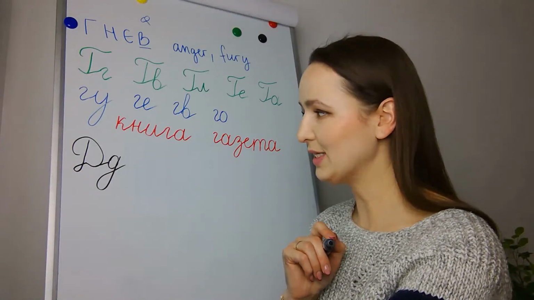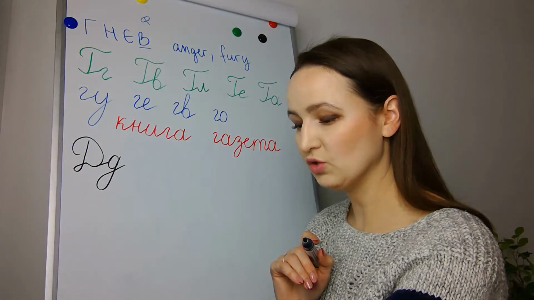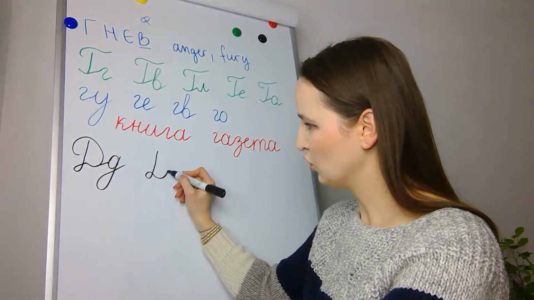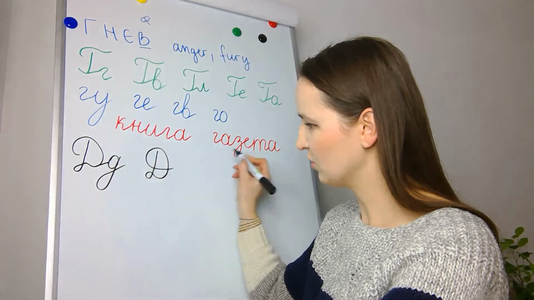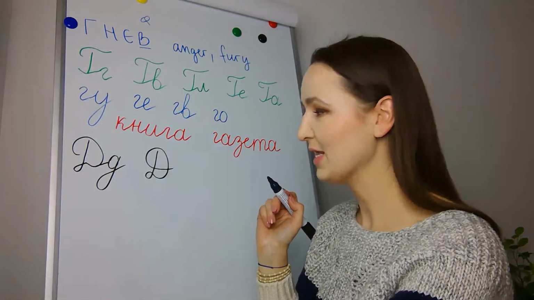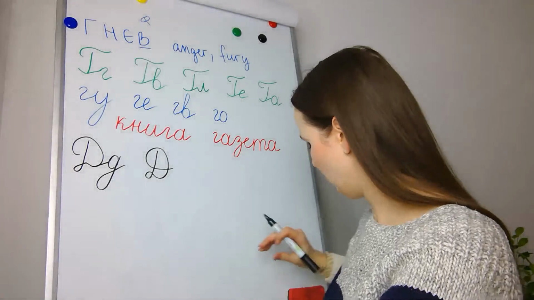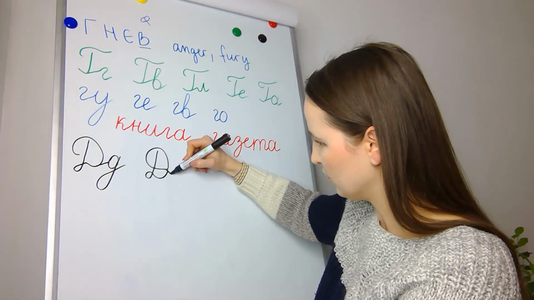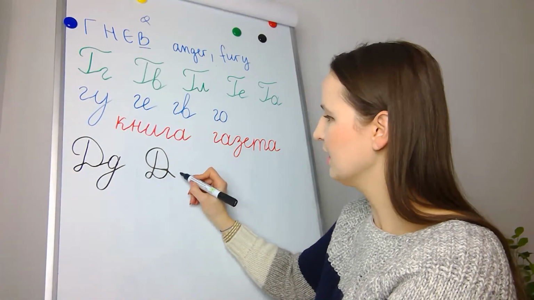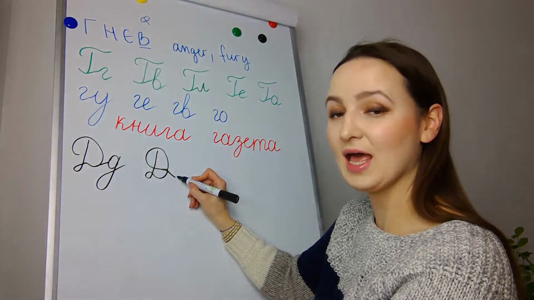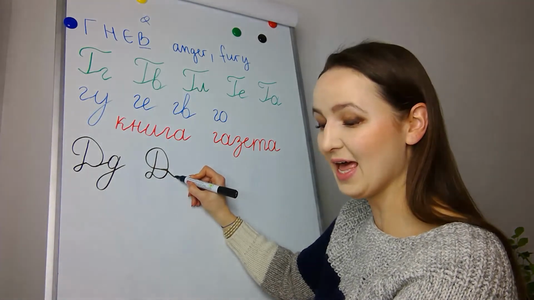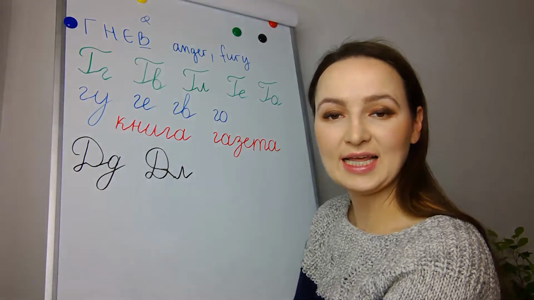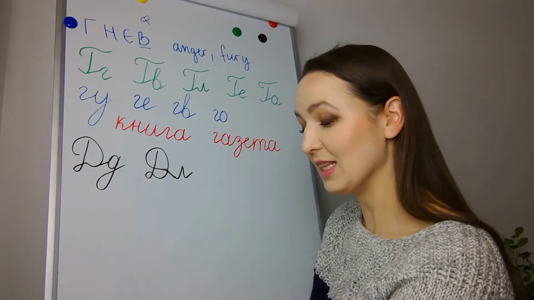Now let's connect D with L letter. How do we do that? D. 1, 2, and create a connection like this. Then the O, not too high here to be able to connect it with another letter. Let's connect it with L. 1, 2. D and L. We just connected D and L letter.